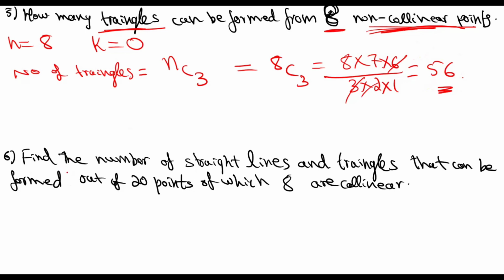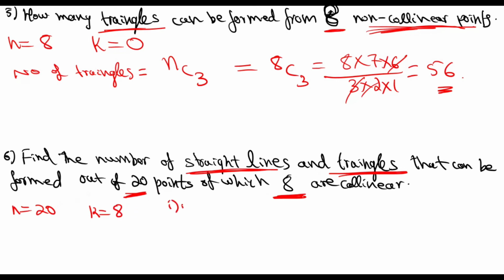See the next question. Find the number of straight lines and triangles that can be formed out of 20 points, out of which 8 are collinear. You need to calculate the number of straight lines as well as the number of triangles. n is equal to how much? n is equal to 20 points given. What's the value of k? Collinear points. It's equal to 8.